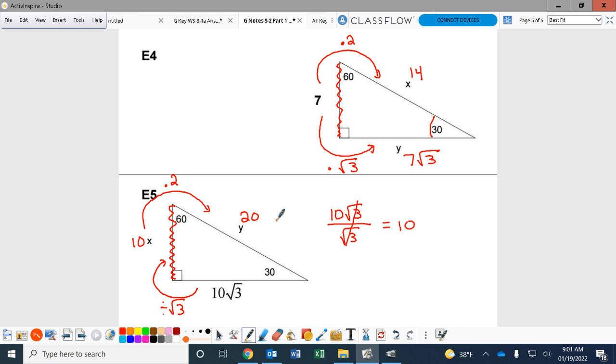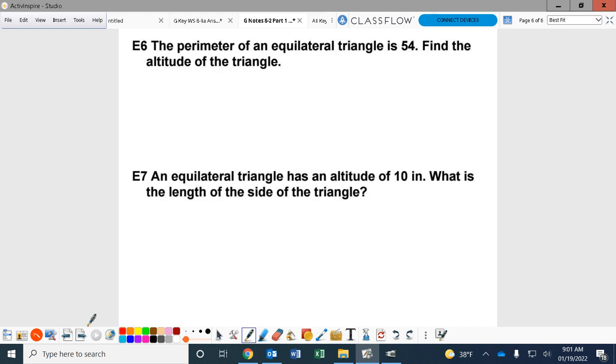Okay, questions on the rule so far? We're going to apply this to a couple of word problems. Okay, here we go. And there's some more getting rid of that radical off the bottom so we can show you how to do that. Okay, guys, here we go.